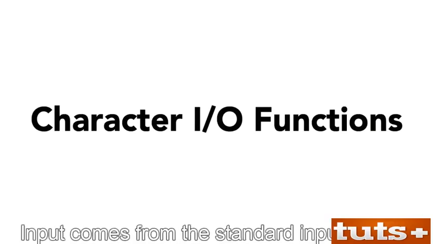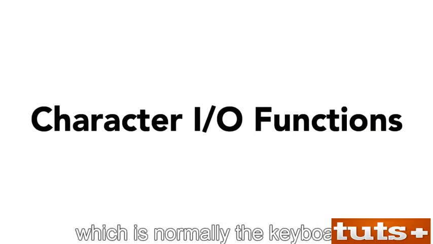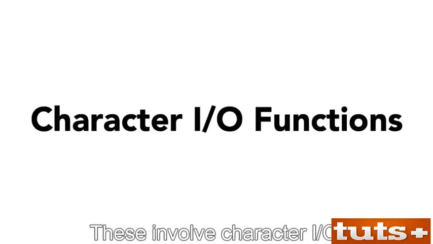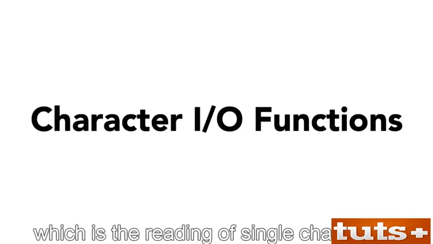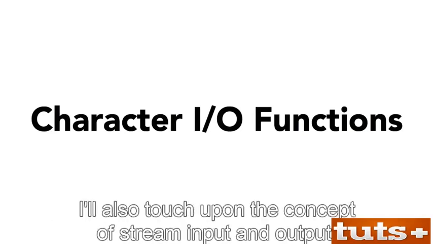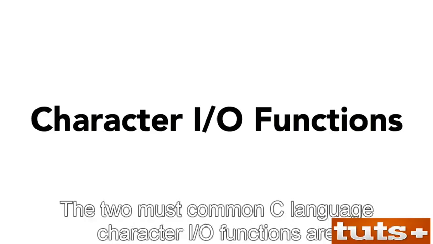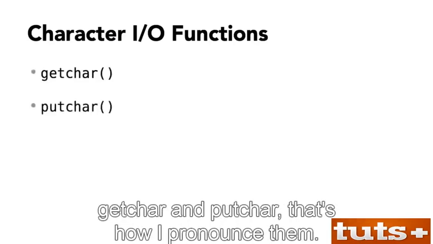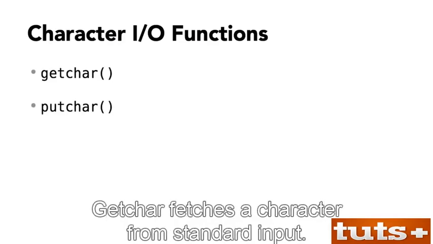In this movie, I explore input and output concepts. These involve character I/O, which is the reading of single characters, as well as the output of a single character. I'll also touch upon the concept of stream input and output. The 2 most common C language character I/O functions are getchar and putchar. That's how I pronounce them. getchar fetches a character from standard input, putchar sends a character to standard output.